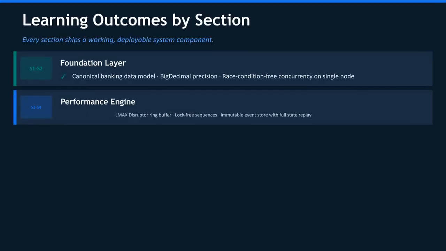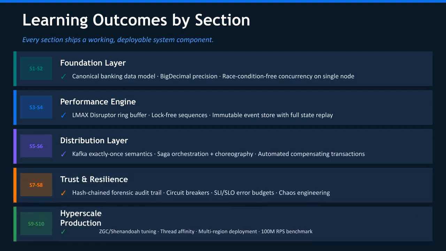Each section ships a working, deployable system component. You will build a foundation layer with BigDecimal precision, a performance engine using LMAX Disruptor, and a distribution layer with Kafka and Saga patterns. Subsequent layers focus on trust and resilience and hyperscale production.